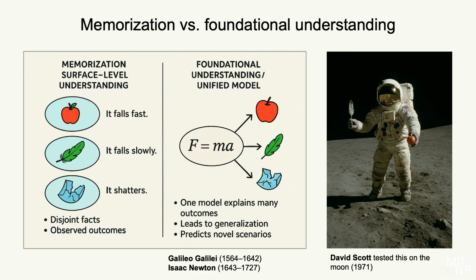Well, here's an obvious example, right? Current AI models really look like the thing on the left. They remember: they look at an apple falling and they say, oh yeah, it falls pretty fast. They look at a feather, they might say, yeah, it falls pretty slow. And they might look at a different problem, like dropping a glass and it shatters. Okay, well, the AI can remember this and it can give you answers.